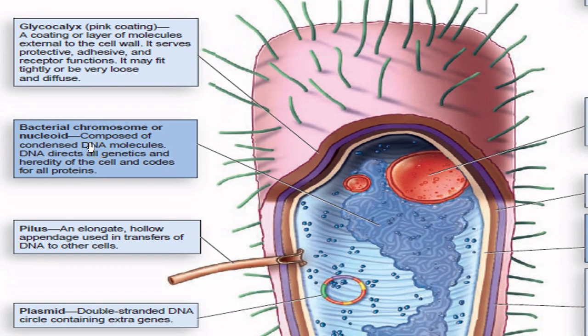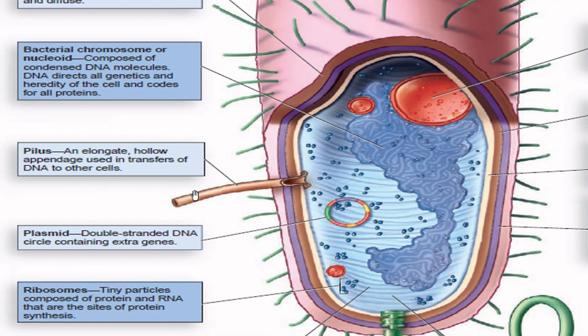Then there is the bacterial chromosome or nucleoid. This is the bacterial nucleoid structure. It is composed of condensed DNA molecules. Here the DNA molecules are the genetic material, and DNA directs all genetics and heredity of the cell and codes for all proteins.